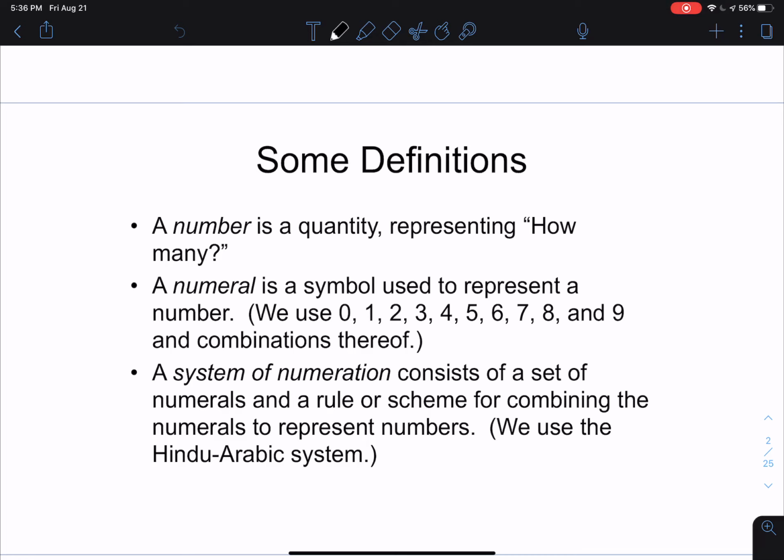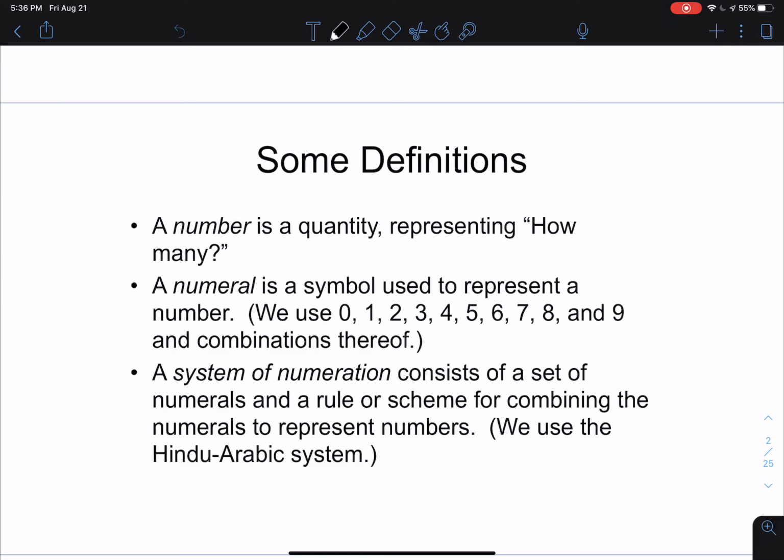The numeral is the symbol you use to represent that quantity. So when you write down a 0, 1, 2, 3, 4, 5, 6, 7, 8, or 9, what you wrote down is the numeral representing how many there are. So that's the language to communicate the quantity or the number.